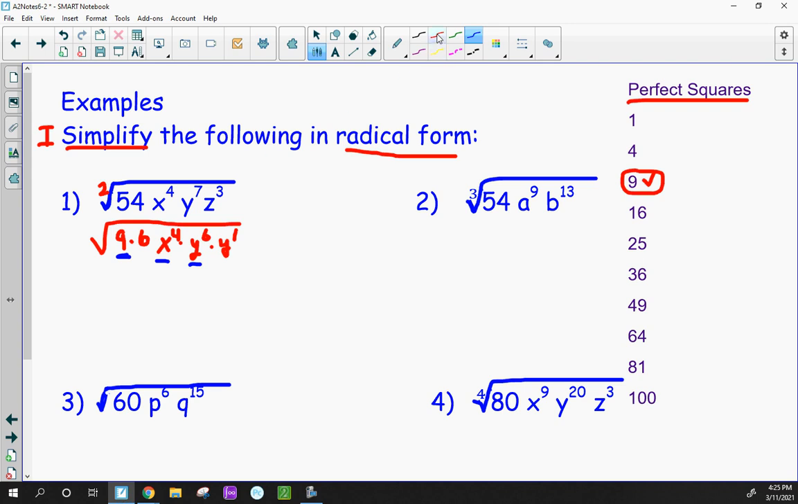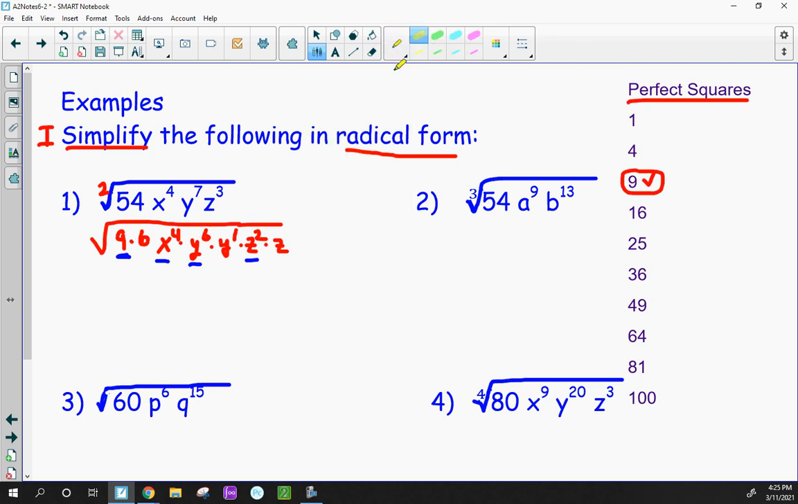Then your job is to look at the z's. When you divide 3 by 2, it is not a whole number, so your job is to write z to the 3rd a different way. You're going to break it up into factors, z to the 2nd times z to the 1st. And again, you want to always make sure you underline each part or piece that can be simplified.